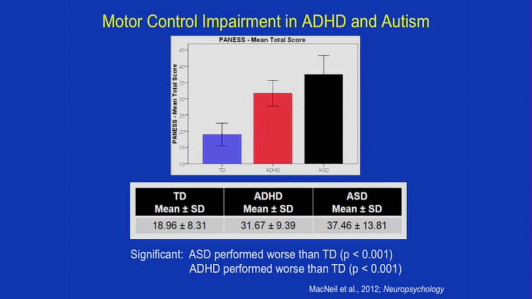Now, the children with ADHD don't perform as poorly as the children with autism, but at least in this sample of 24 children in each group, we found that both the autism children and the children with ADHD perform worse than the typically developing children. There was no, at least in this sample, significant difference between ADHD and autism. In larger samples, we'd probably see that. But the point is that at least as far as looking at this overall basic motor control, there seems to be some lack of specificity.